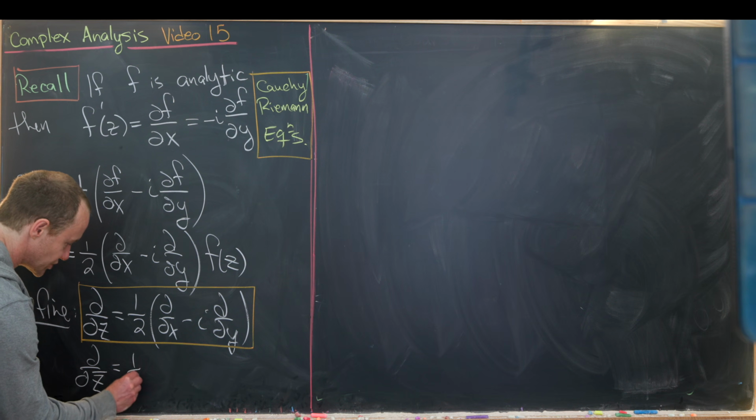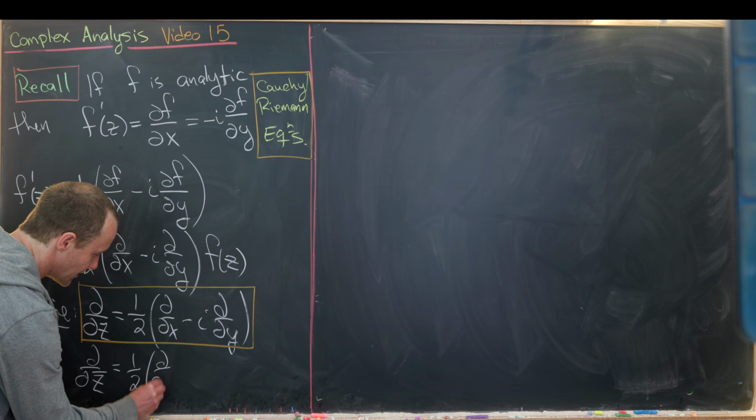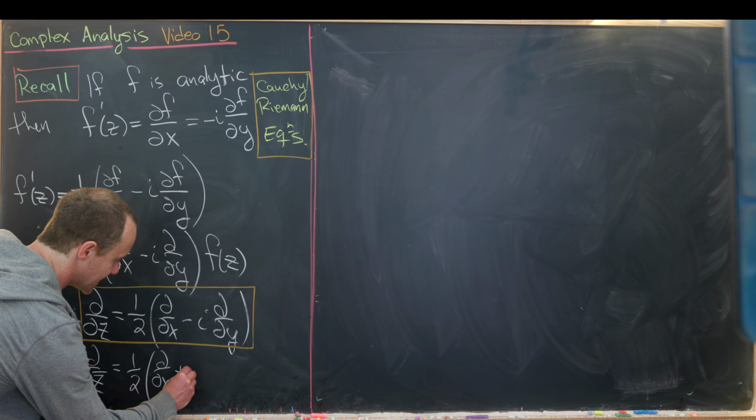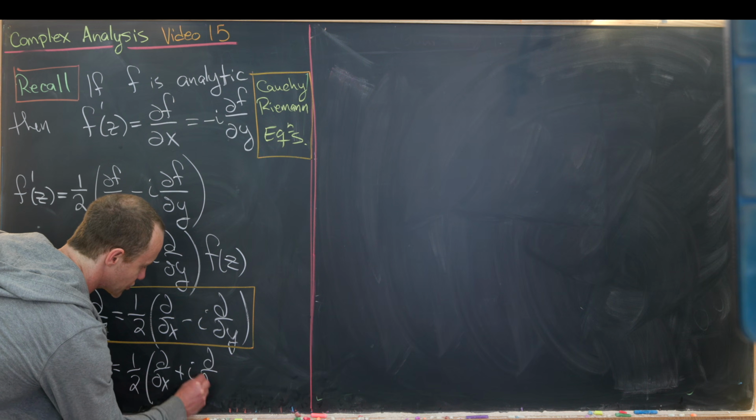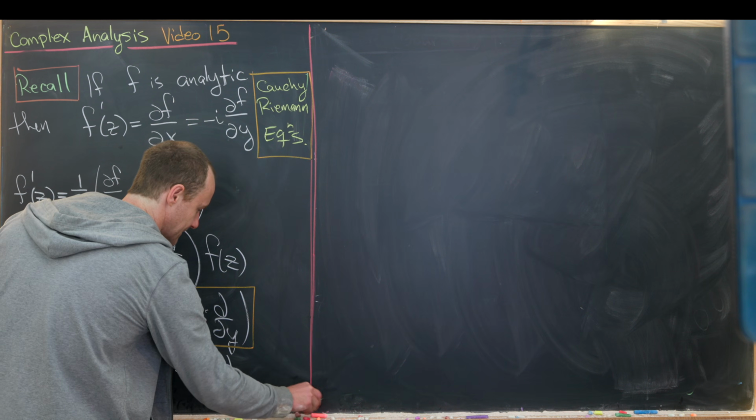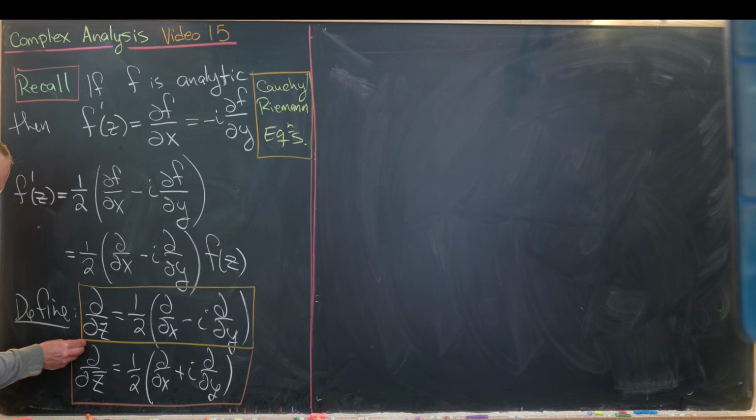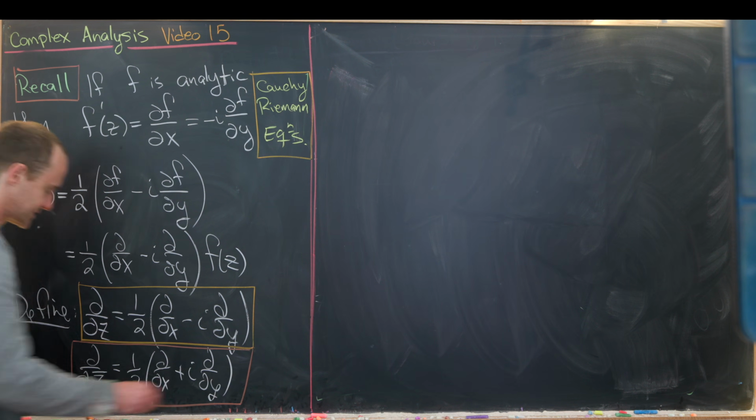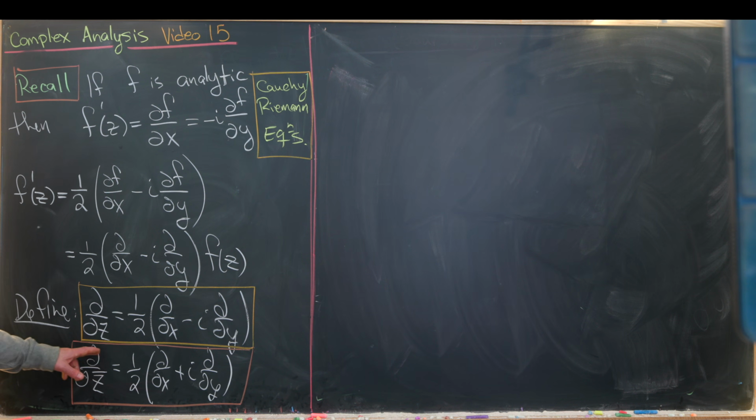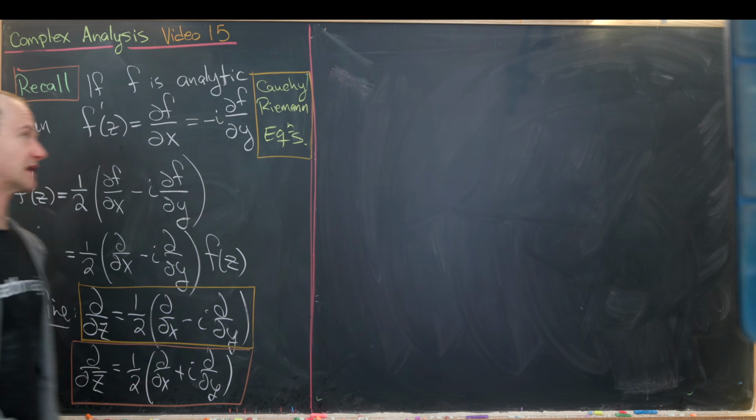So that'll be the conjugate of this. So that'll be 1/2 the partial with respect to x plus i times the partial with respect to y. So what did we do? We just took the complex conjugate there, so our minus i turned into a plus i. So now let's see what this does to an analytic function.